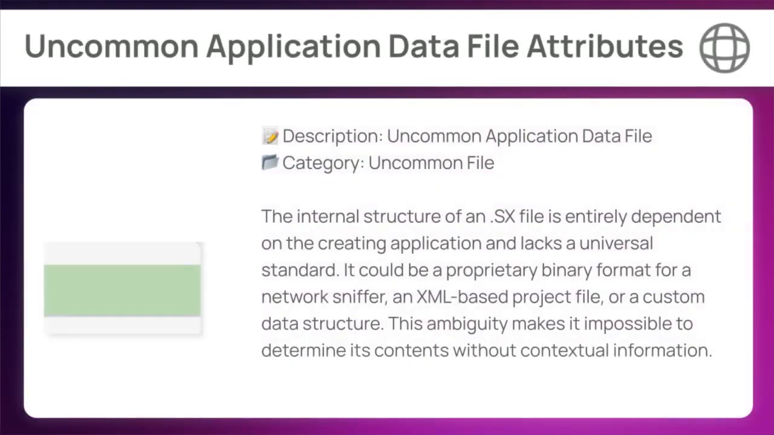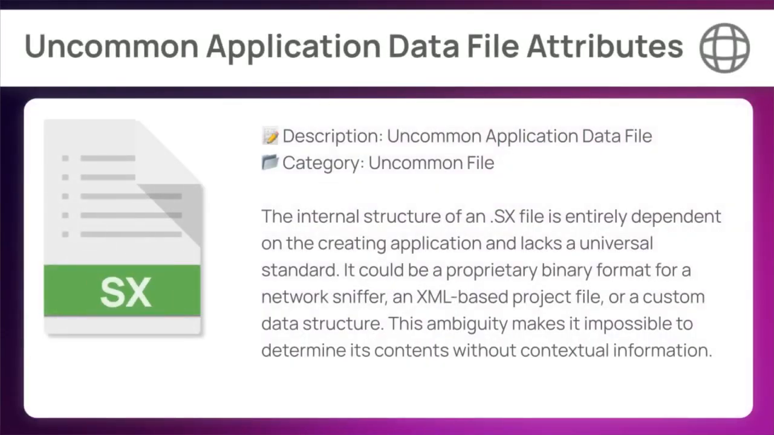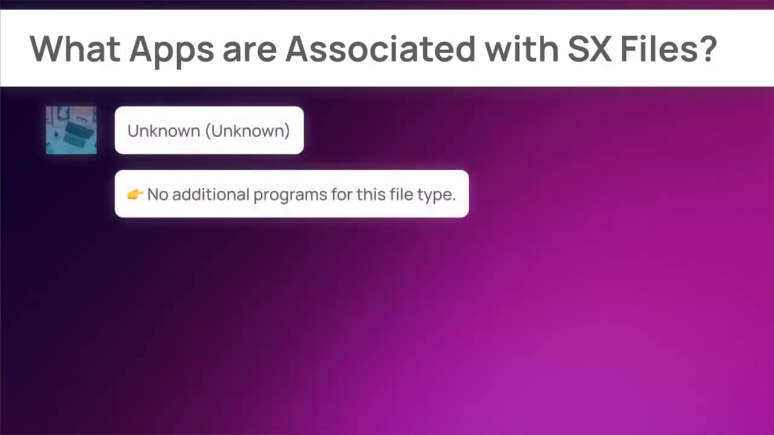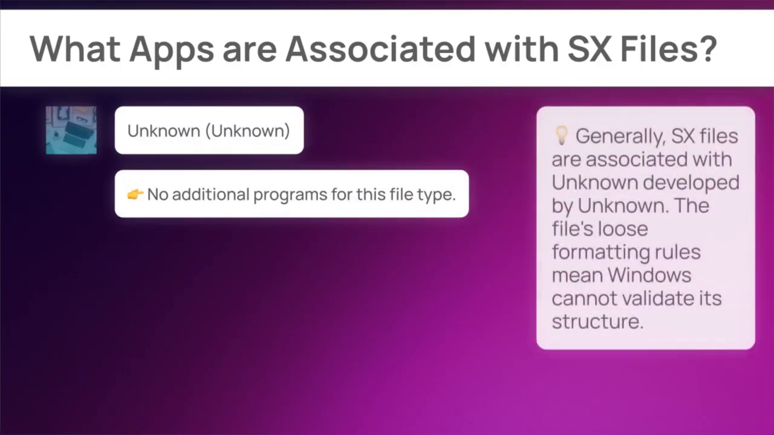The internal structure of an .sx file is entirely dependent on the creating application and lacks a universal standard. It could be a proprietary binary format for a network sniffer, an XML-based project file, or a custom data structure. This ambiguity makes it impossible to determine its contents without contextual information. For comprehensive file management, SX relies on unknown developed by unknown. The file's loose formatting rules mean Windows cannot validate its structure. Windows provides little insight, so proper access depends on finding software that still recognizes the structure.